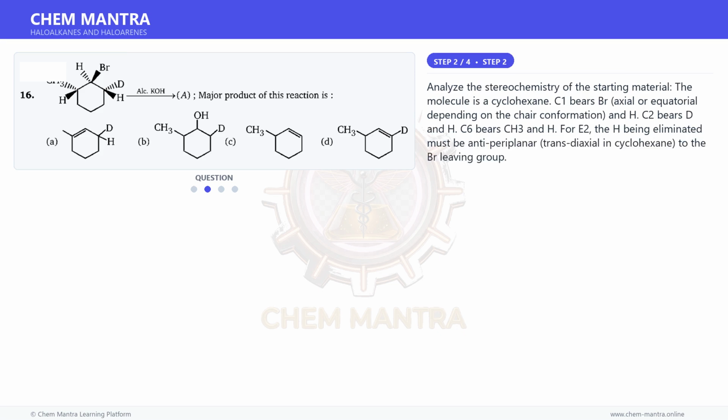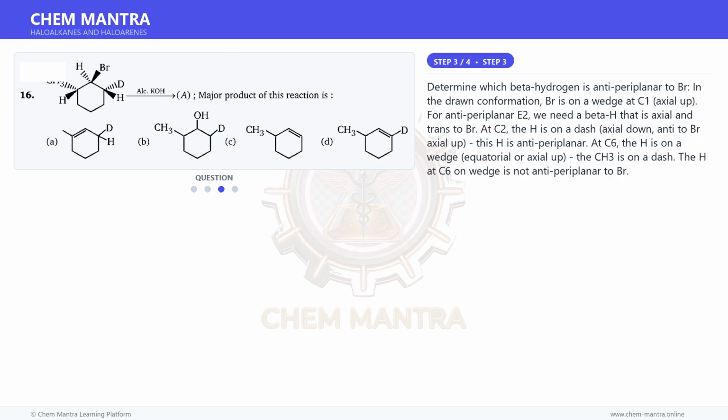Moving on to the next step. Analyze the stereochemistry of the starting material. The molecule is a cyclohexane. C1 bears Br, axial or equatorial depending on the chair conformation, and H, C2 bears D and H, C6 bears CH3 and H. For E2, the H being eliminated must be anti-periplanar, trans-diaxial in cyclohexane, to the Br leaving group.